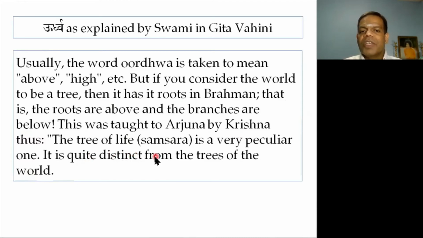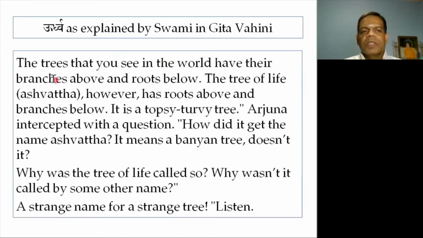The tree of life, samsara, is a very peculiar one. It is quite distinct from the trees of the world. So Swami is explaining Urdhva here, you can see. The trees that you see in the world have their branches above and roots below. Creation is like that, because the world is the one where the roots spread and become our source of sustenance. The tree of life, Ashwatha, however, has roots above and branches below.